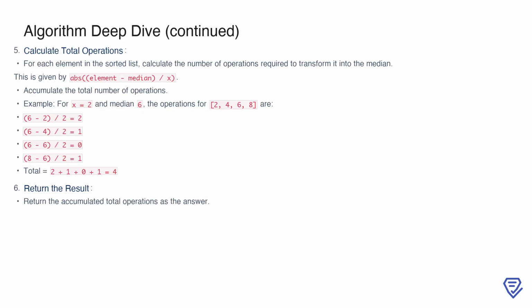With the median identified, we calculate the total number of operations required to align all elements. For each value in the list, the number of operations is determined by abs(element - median) / x. Summing these values gives the total operations needed. For x equals 2 and median 6, the operations for [2, 4, 6, 8] are 2, 1, 0, 1, resulting in a total of 4 operations. Finally, this accumulated total is returned as the solution.